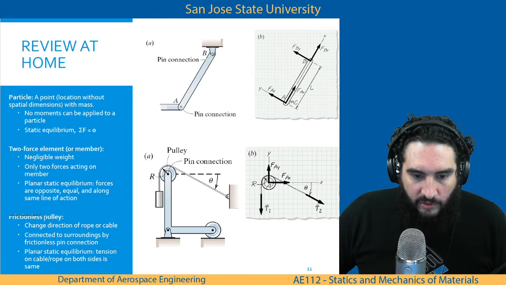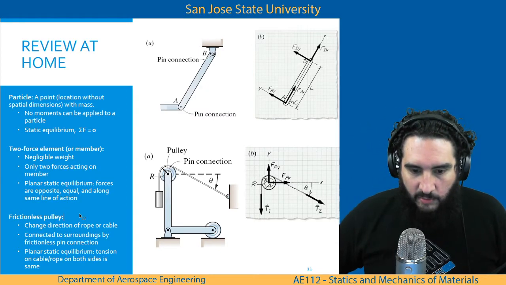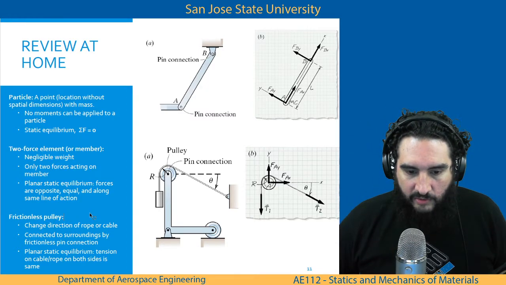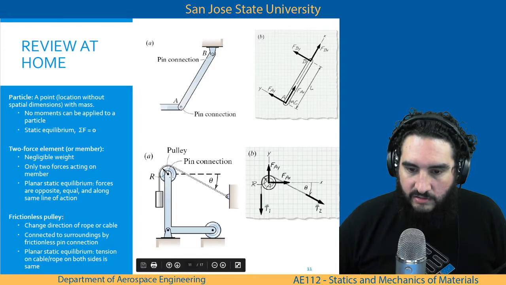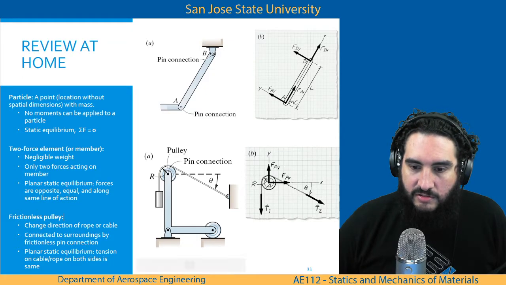Last thing we want to review is a frictionless pulley. It just changes the direction of the rope or cable, and it's connected to surroundings by a frictionless pin or connection. Frictionless just means that we're not considering friction in our calculations.